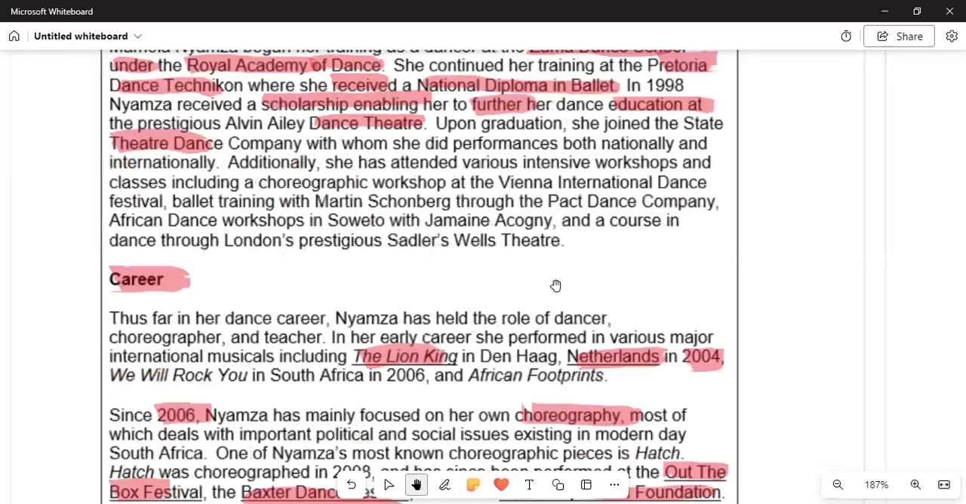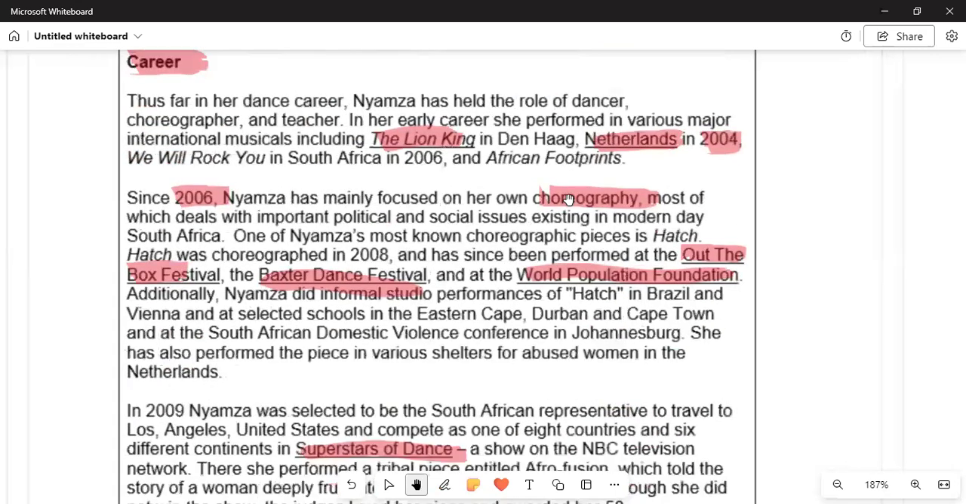So let us go and read about the career, and then we can see based on the career, this far-ahead dancer, full of dancing, a choreographer and a teacher. In her early career, she performed in various major international musicals, including The Lion King, In the Heights, We Will Rock You in South Africa in 2006, and African Footprint.